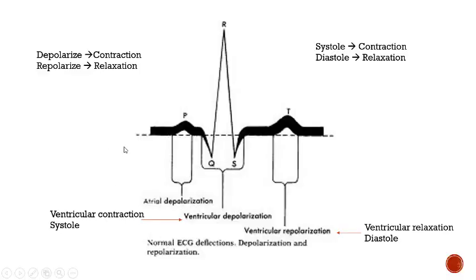This electroconductivity correlates to an EKG or an ECG. So the P wave is your atrial depolarization. Your QRS complex is your ventricular depolarization or contraction. And your T wave is your ventricular repolarization or relaxation. So we went over that.